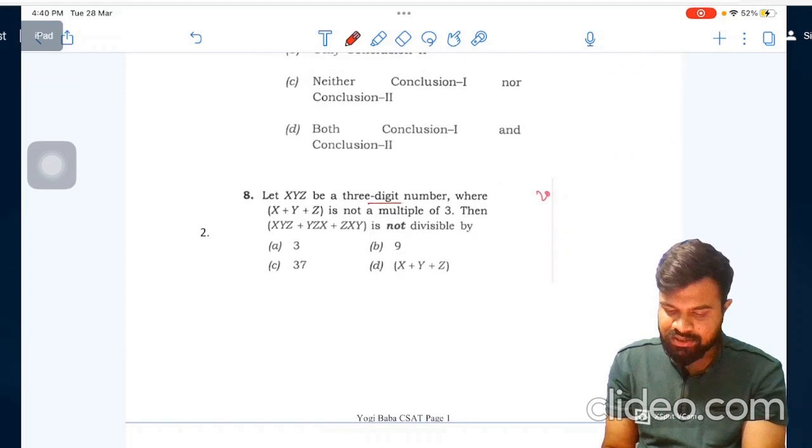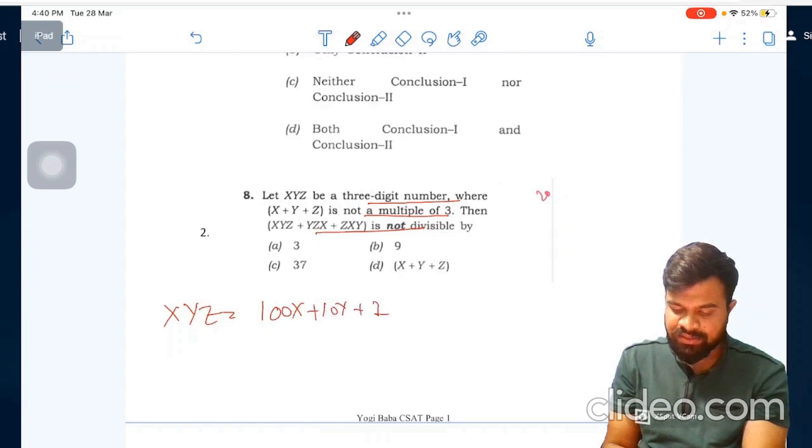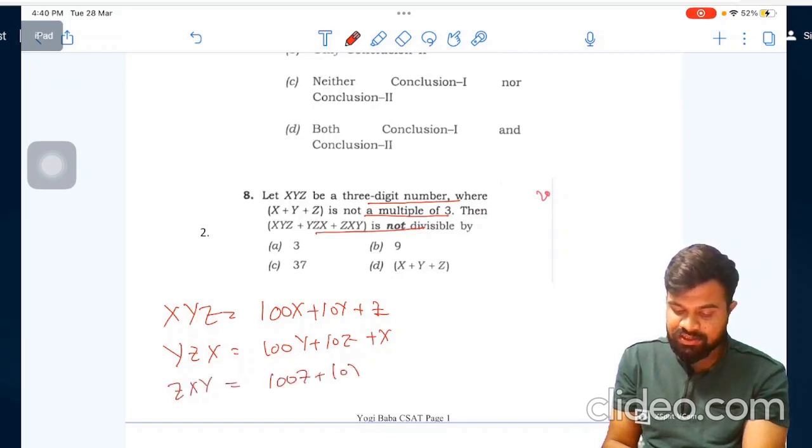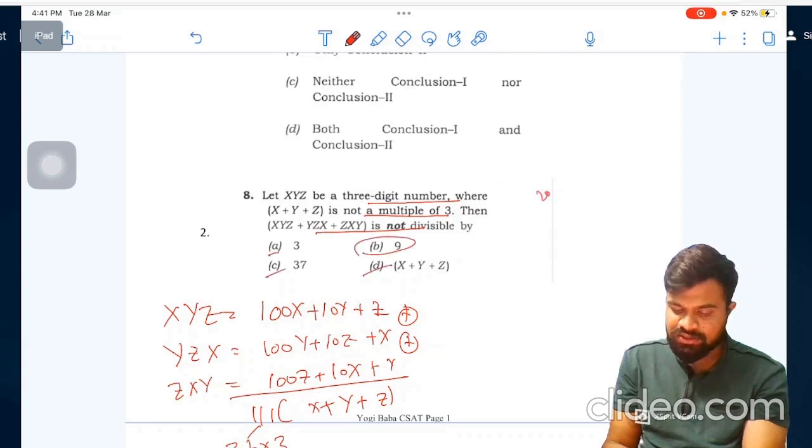Second, this question we also dealt with in two ways. One way: you can write any number xyz as 100x plus 10y plus z, and yzx can be written in a similar manner as 100y plus 10z plus x, and similarly zxy can be written as 100z plus 10x plus y. When you add all of them, it becomes 101 into (x plus y plus z). Now 101 is nothing but 37 into 3. So the number is divisible by this and this, but not this. So our answer will be this.